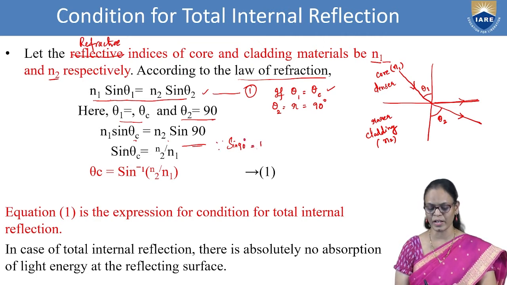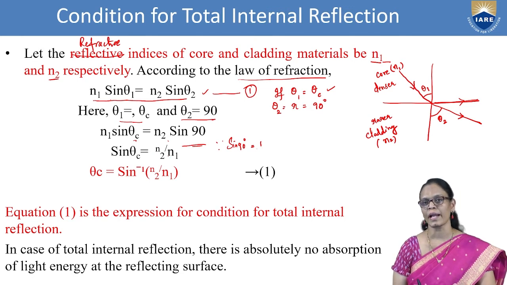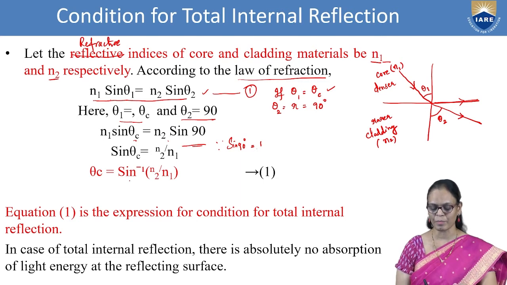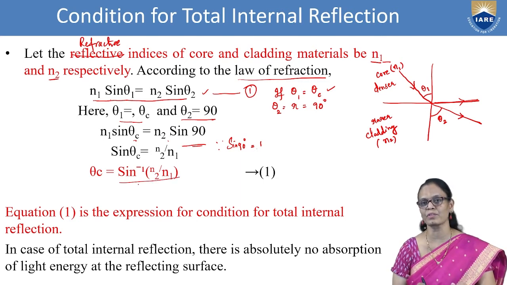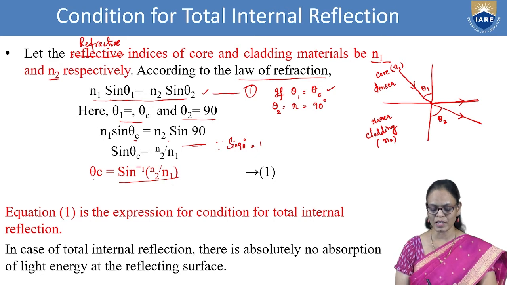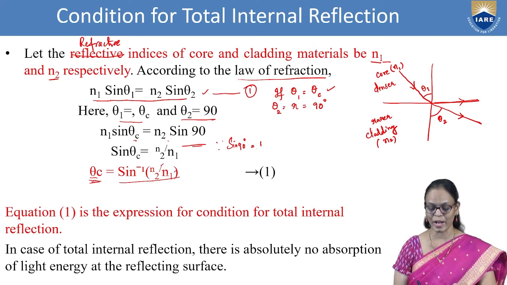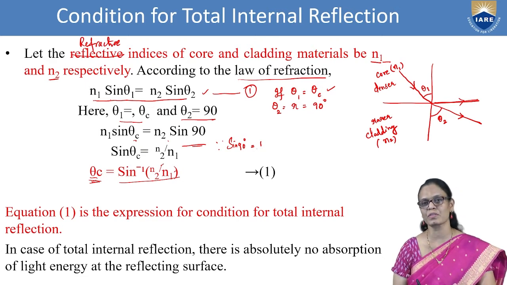So we are writing the formula for theta c. Sine theta c is equal to N2 upon N1, and for theta c it will become sine inverse of N2 by N1. So that is how we calculate the critical angle. The critical angle depends upon the refractive indices of the two materials: N1, the refractive index of the core, and N2, the refractive index of the cladding. For a given material, the refractive index is fixed.